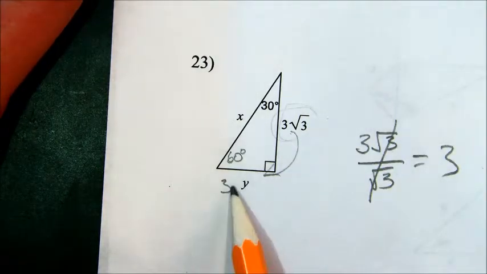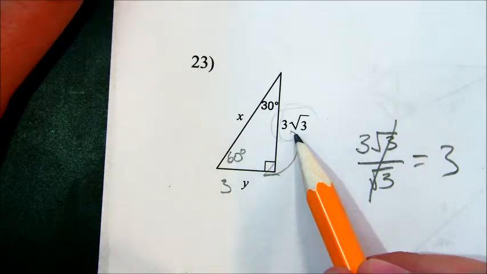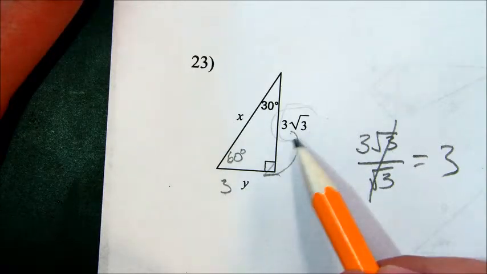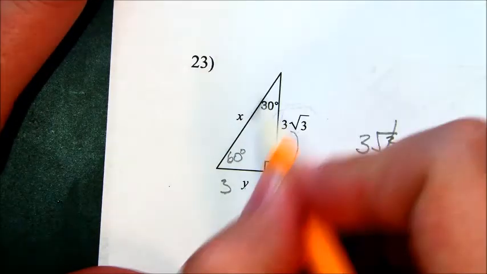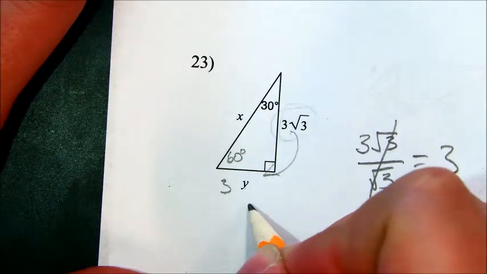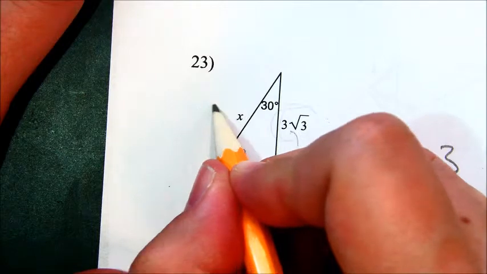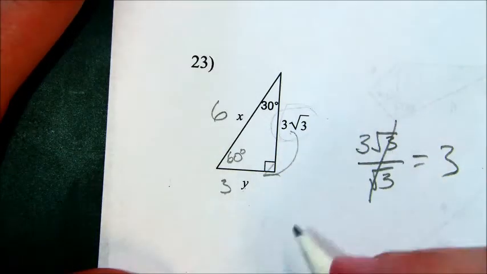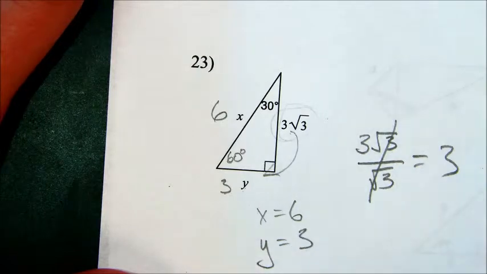Another way to think of that is, well, what did I multiply by root 3 to get 3 root 3? I multiply 3 by root 3, obviously. Okay, y is 3. I know the hypotenuse is twice as long as the short leg. So if y is 3, then x has to be 2 times 3, or 6. So I've got x equals 6, y equals 3. One last one. Number 20.